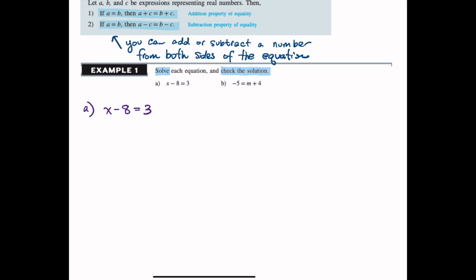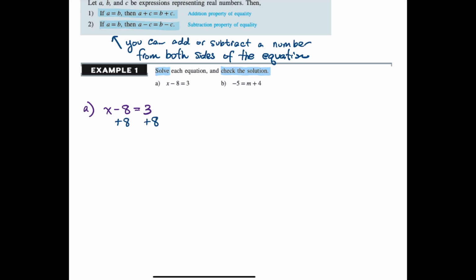Basically, what we want to do is move everything that's not an x, so like this minus 8, over to the other side of the equation. Another way to say that is we want to cancel it on the left side and move it over to the right side. So in general, if we want to move a number to the other side of the equation, we would do the opposite operation of what's happening. Like here we have x minus 8. If I want to move it over to the right side, I would add 8 to both sides.